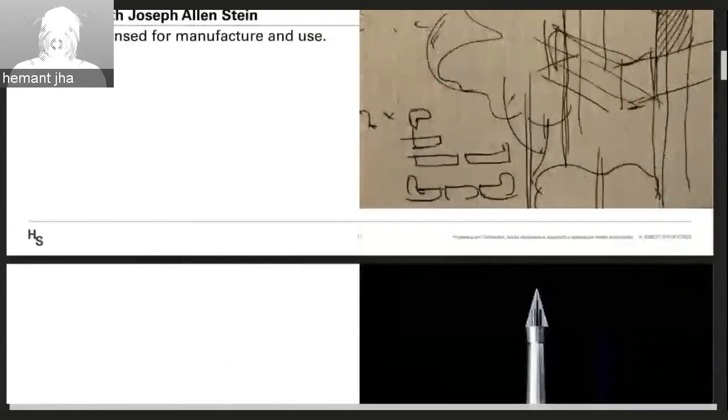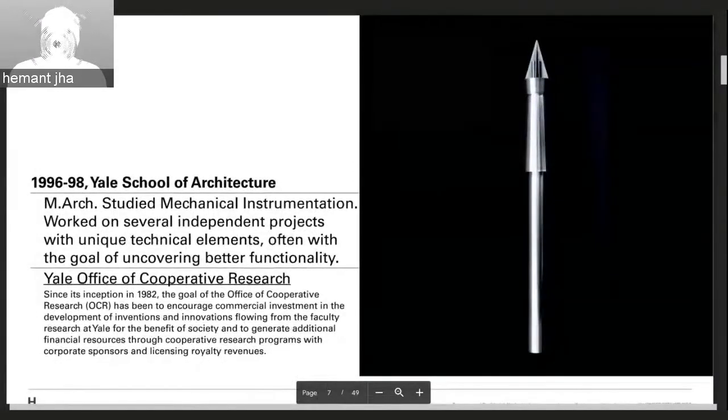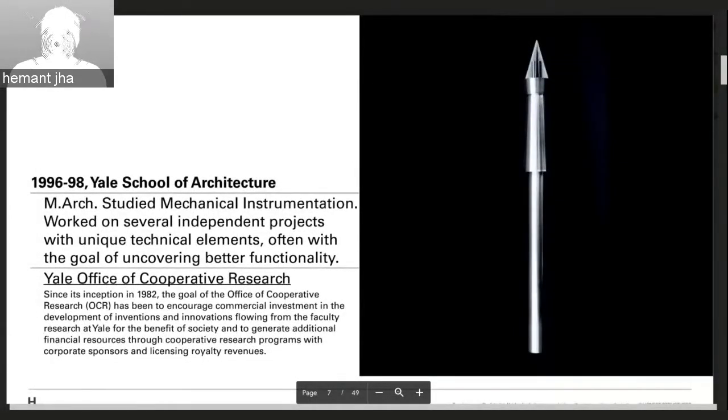So moving on, in '96, I left for Yale. I got a master's degree in architecture there, and I actually spent a lot of my time outside the architecture school because I found that to be a lot more interesting. I studied something called mechanical instrumentation, which was taught at the Graduate School of Chemistry.